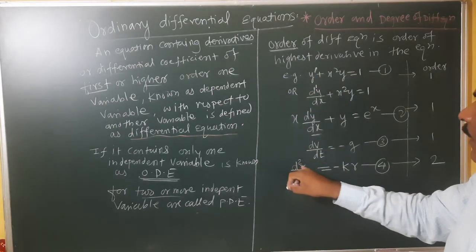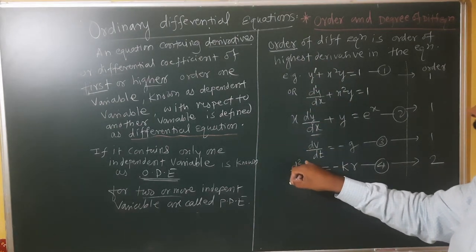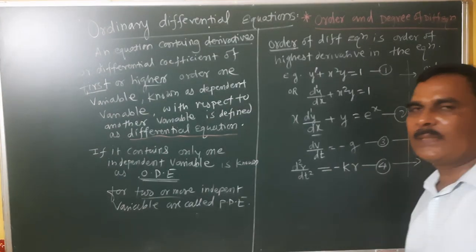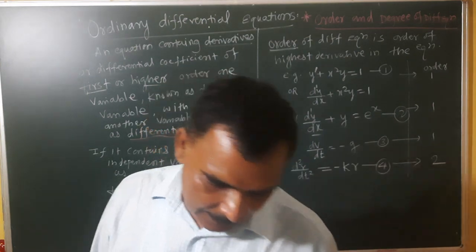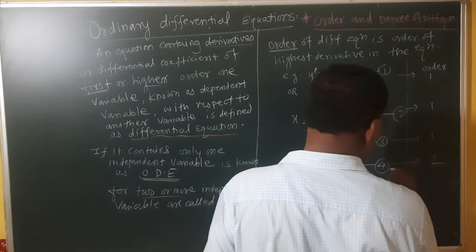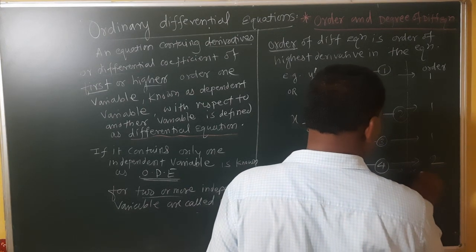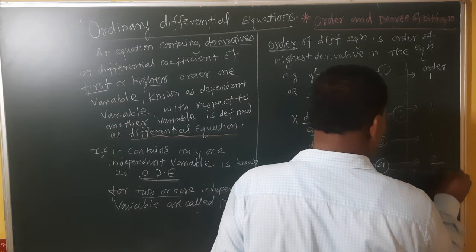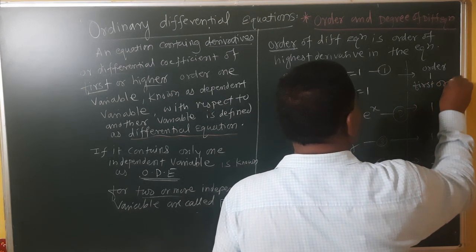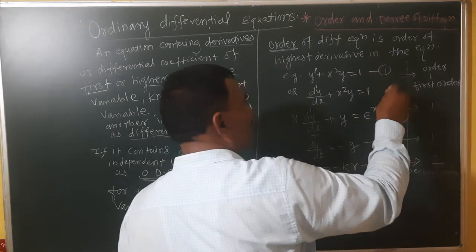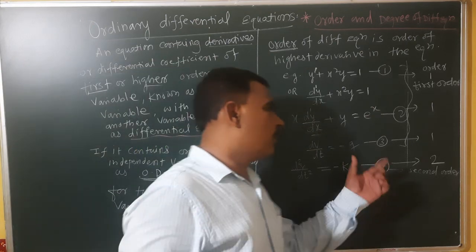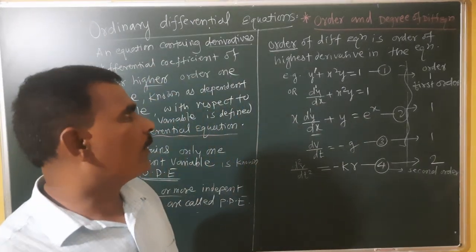This is the highest derivative. And what is the order of the highest derivative here? That is d square r upon dt square. It means this equation is a second order differential equation. This is second order, and this is first order. These are the three equations we have to consider: first order differential equations, and the fourth equation is a second order differential equation.